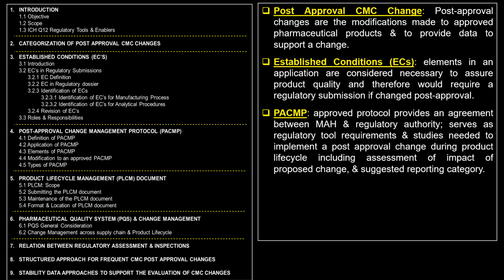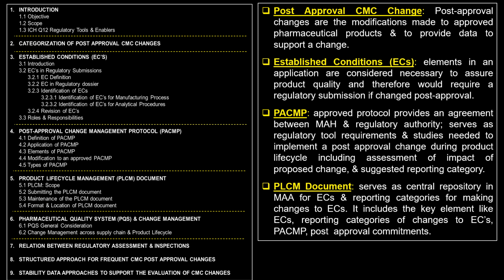A post-approval change management protocol is an approved protocol which provides an agreement between the manufacturing authorization holder and the regulatory authority. It serves as a regulatory tool, describing the requirements and studies needed to implement a post-approval change during product life cycle, including assessment of impact of proposed change and suggested reporting category.